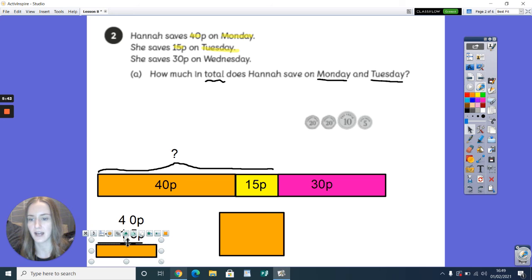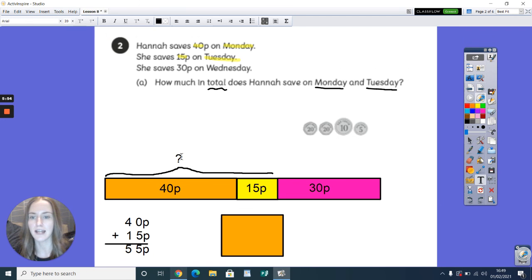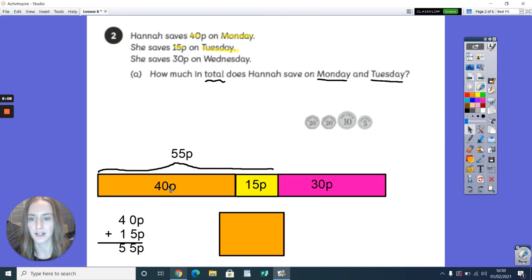Right, if you said 55p, give yourself a round of applause. Okay? So Hannah on Monday and Tuesday saved 55p altogether because 40 add 15 equals 55. So I don't think we need these here because we know that the 40 and the 15 equal 55. So these two together are now 55p.